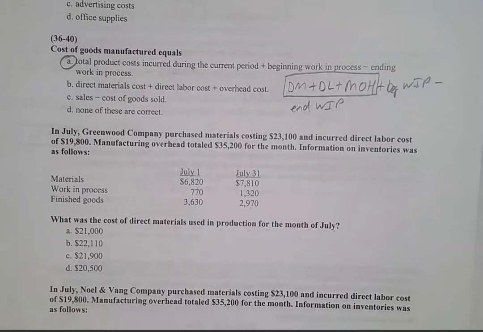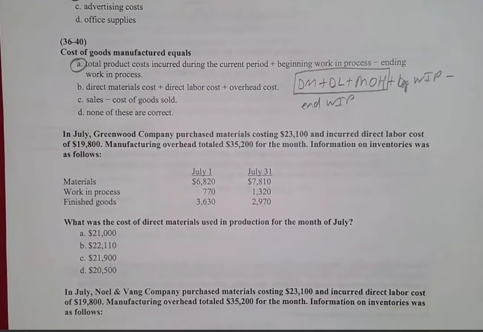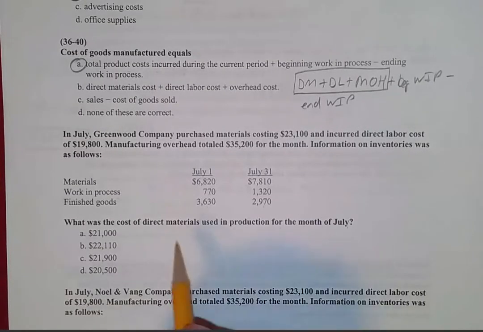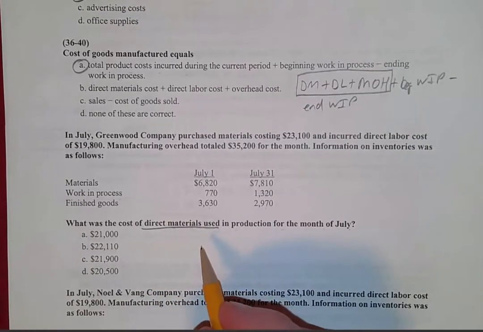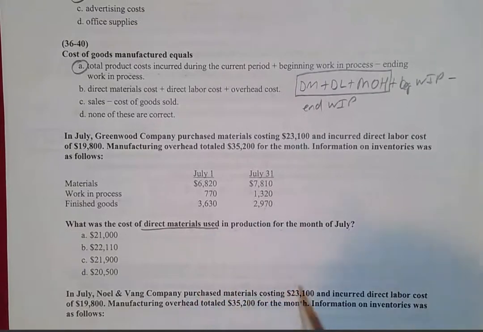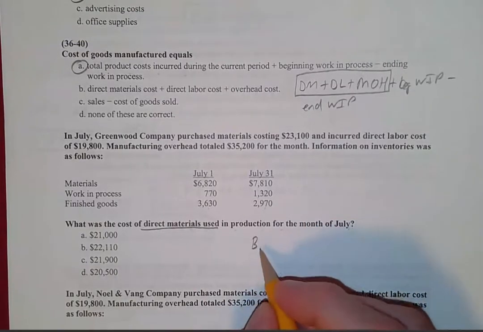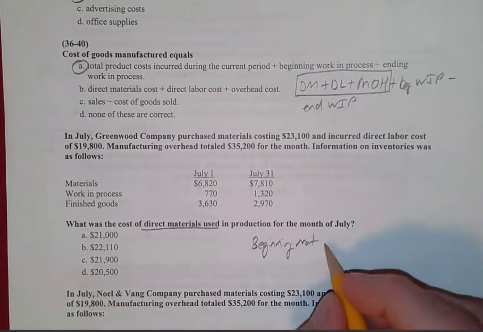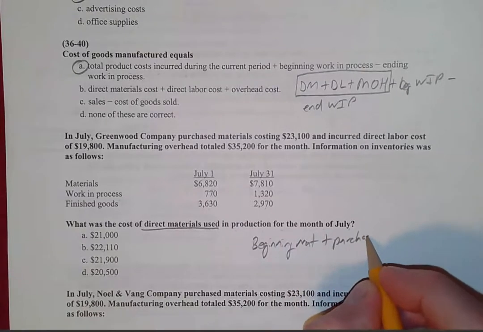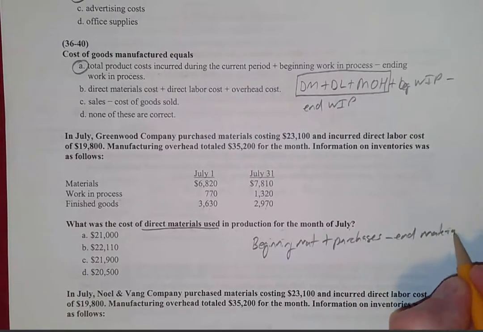So, to answer this question, what we're going to need to do is set up the formula for direct materials used. And we looked at this in the PowerPoint video. The formula for direct materials used is simply beginning materials plus purchases minus ending materials. Okay?